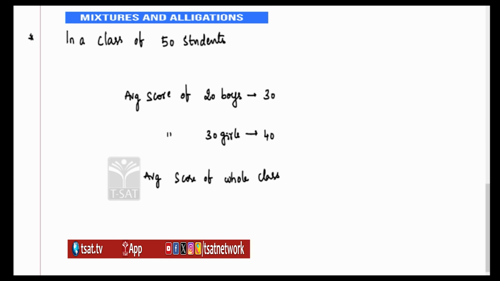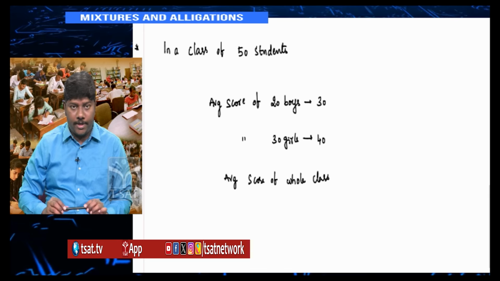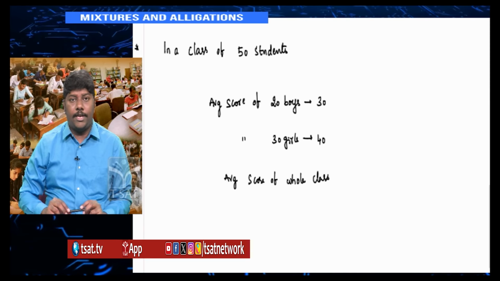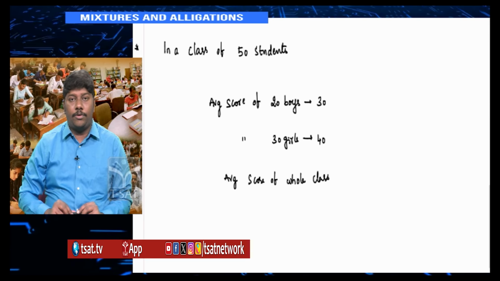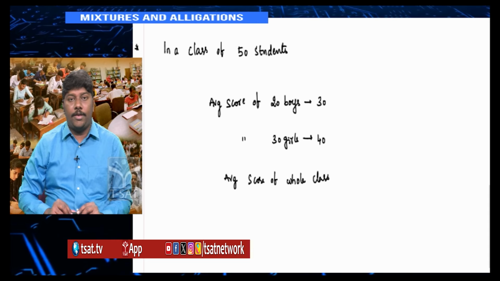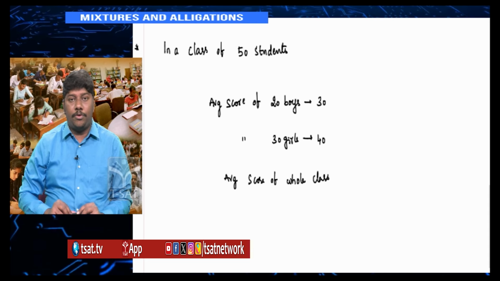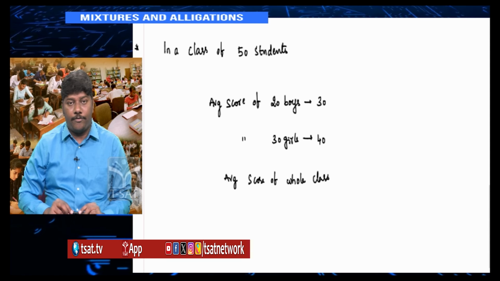See here, this is actually the basic of your mixtures and alligations concept. You call it grouping. First try to do it normally, then we'll explore the concept of mixtures and alligation using this example. Everyone knows how we find the average of the whole class: average means sum of observations by number of observations. So you have to find the total score of boys and total score of girls, and divide by the number of members in the class.